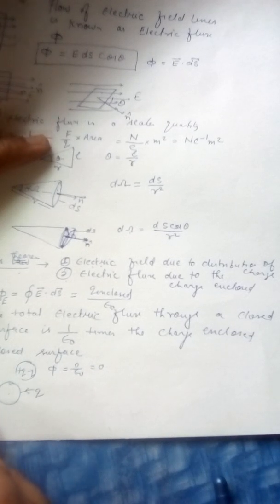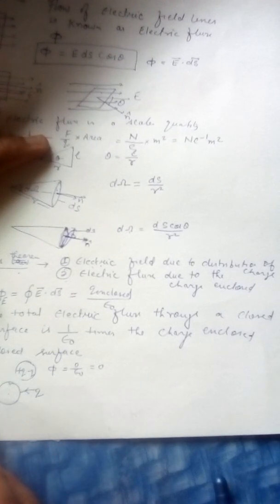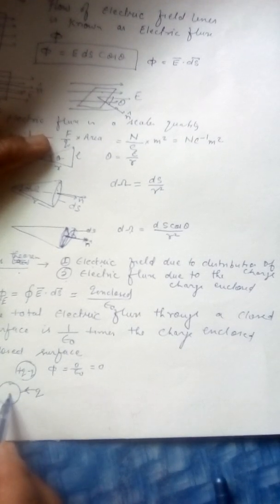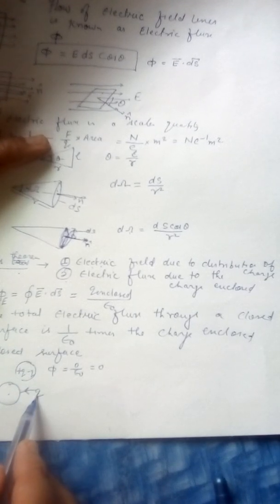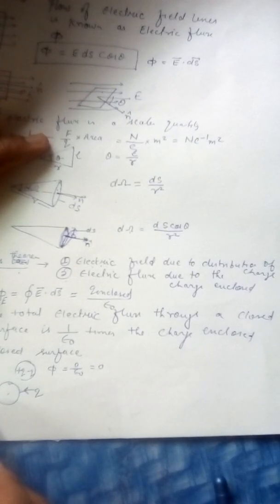Suppose this is producing electric field lines. This field line is entering inside, and this field line comes outside from this closed surface. You can see field lines entering the surface is equal to field lines coming out from the surface. If I take field lines entering the surface as positive, field lines coming out from the surface will be taken as negative. So the net field lines crossing this surface area is 0. So there will be no contribution to the electric flux due to charge outside the closed surface.